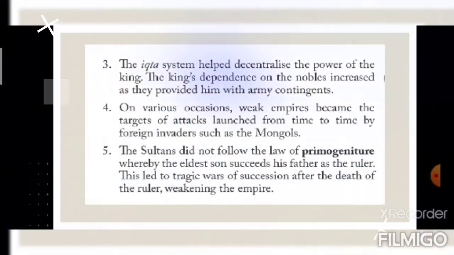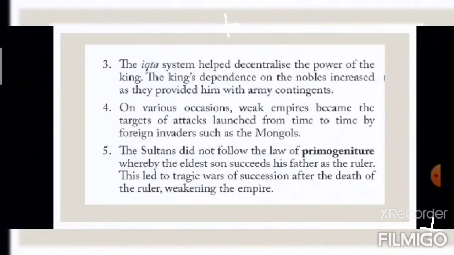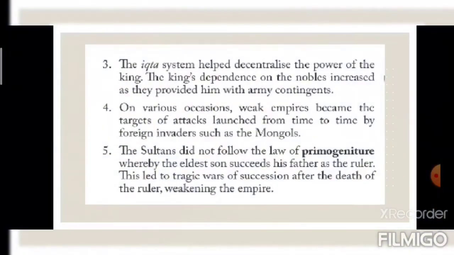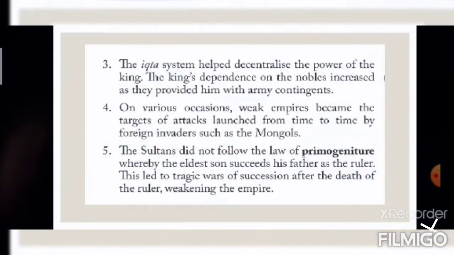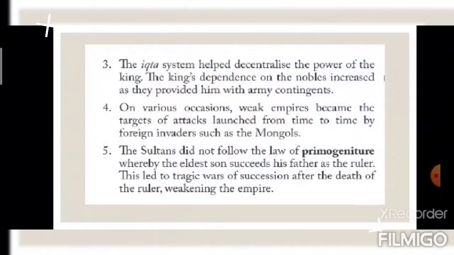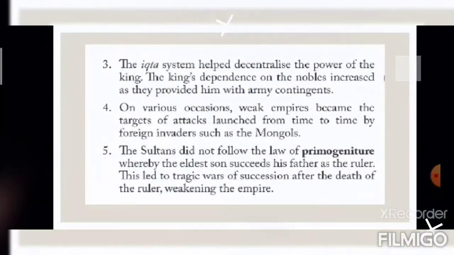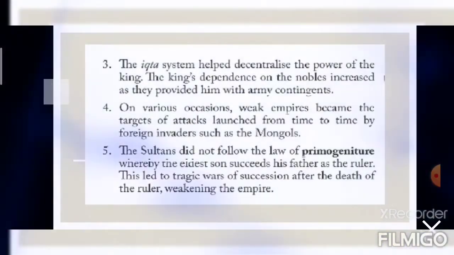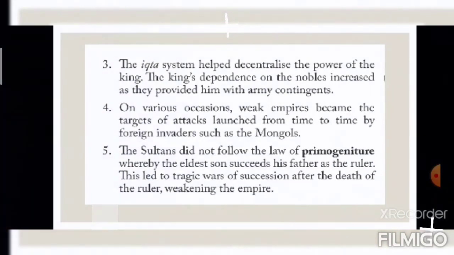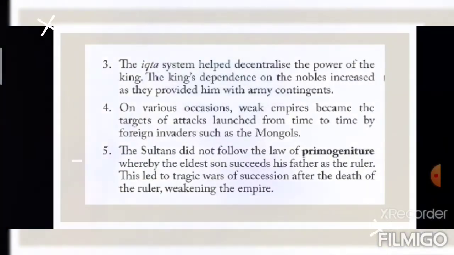On various occasions, weak empires became the targets of attacks launched from time to time by foreign invaders such as the Mongols. The sultans did not follow the law of primogeniture, whereby the eldest son succeeds his father as the ruler. This led to tragic wars of succession after the death of the ruler, weakening the empire. So these were the various reasons for the downfall of the Delhi Sultanate.